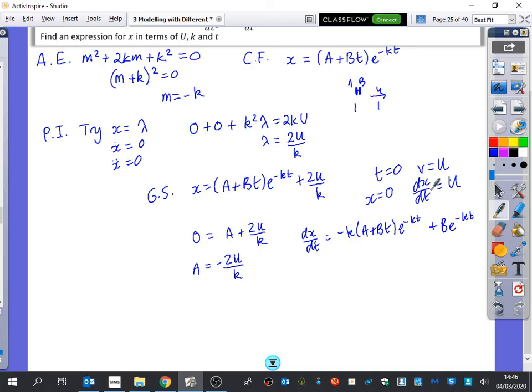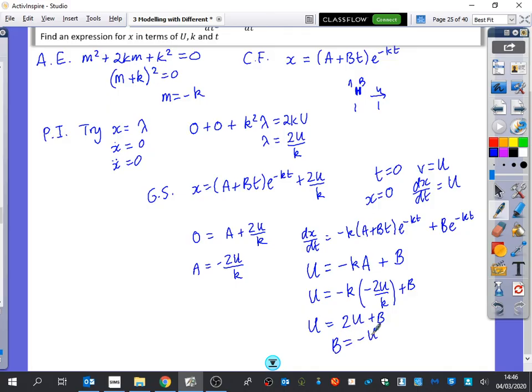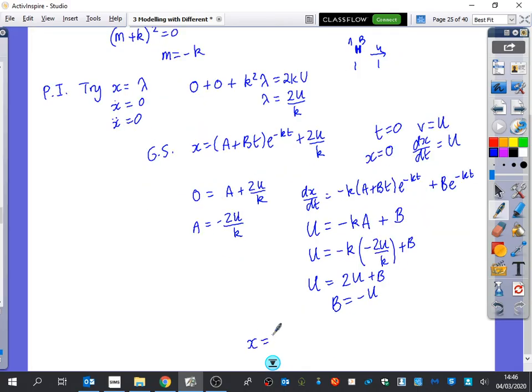And we know that dx/dt is U when t is 0. So you just get minus K times (A plus B). But we know that A is that. So U equals minus K multiplied by minus 2U over K plus B. The minuses and the K's cancel, so U equals 2U plus B. So B is equal to minus U, which means that x equals minus 2U over K minus Ut e to the minus Kt plus 2U over K.